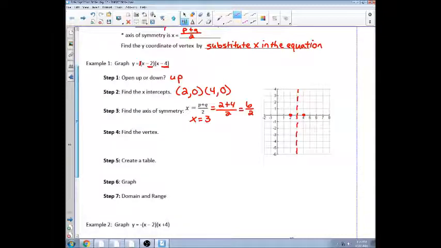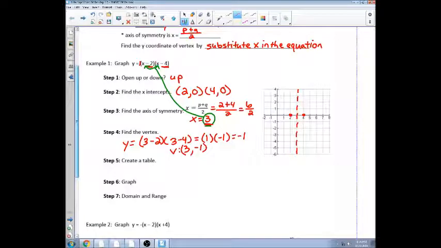Finally, we need to find the vertex. We find the vertex the exact same way we ever have. We're going to take our x value right here and plug it back in for our x and our x. So I would take y equals 3 minus 2 times 3 minus 4. That would be equal to 1 times -1, so it would be equal to -1. So my vertex is going to be (3, -1). Go ahead and plot that point.